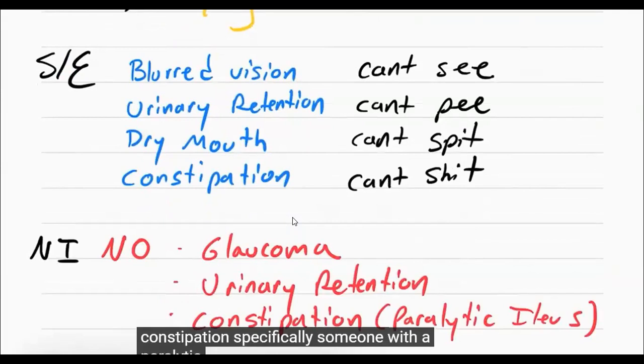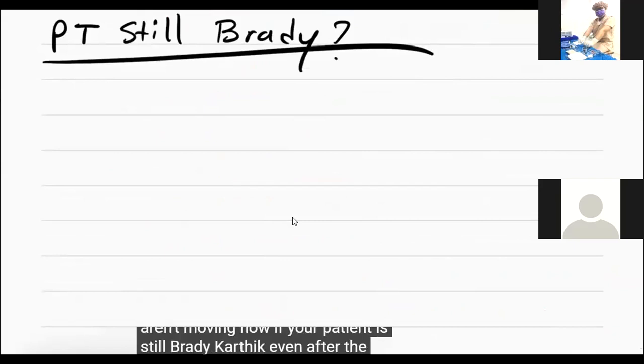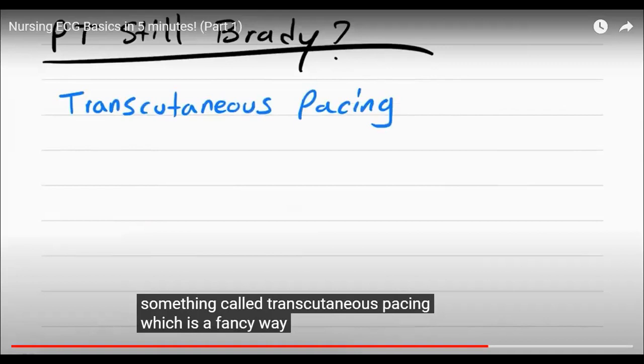Now, if your patient is still bradycardic even after the atropine, then we want to move to something called transcutaneous pacing, which is a fancy way of saying a temporary pacemaker.